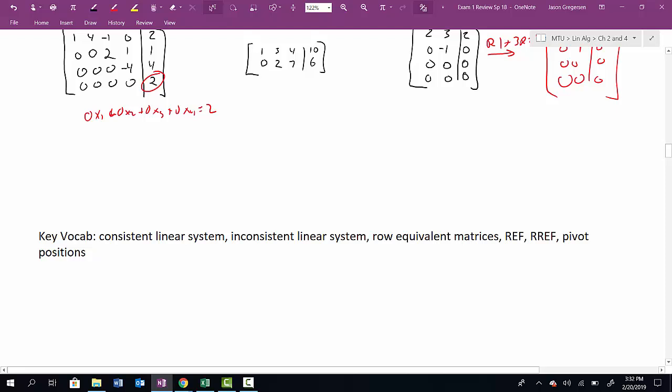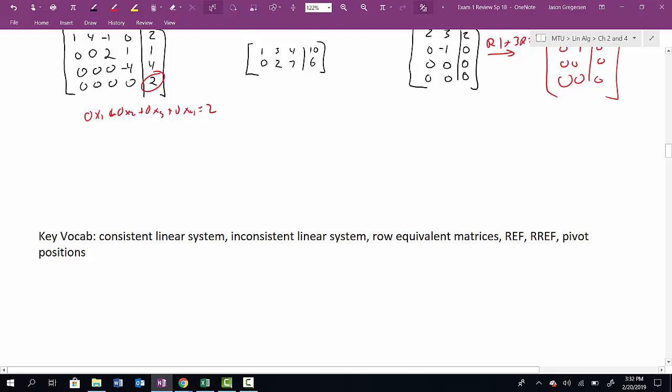Any questions about the vocab through that part of the course? Yep. You just have to use it, right? So the previous questions would identify the pivots. Well, you got to know what a pivot is, right? So you got to know what that vocab is to do it.